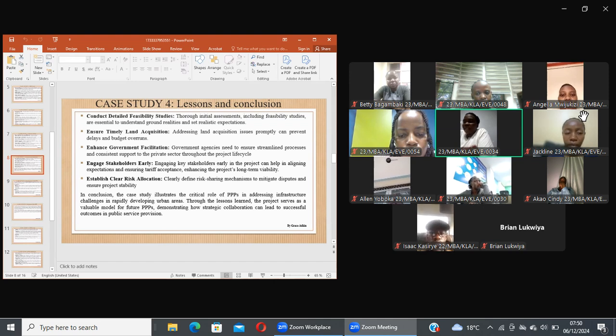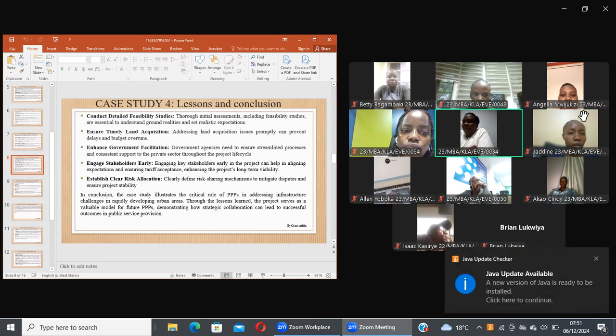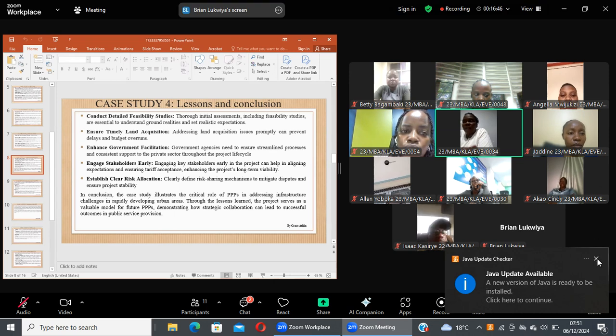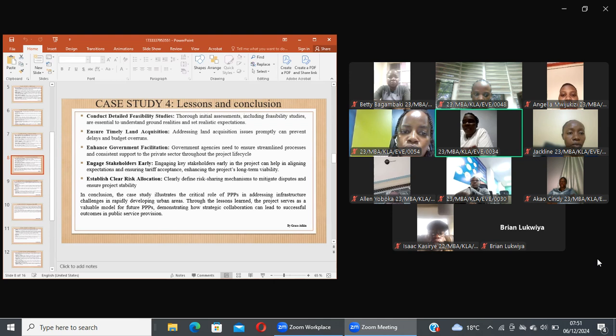Then we have enhanced government facilitation. Government agencies need to ensure streamlined processes and consistent support to the private sector throughout the project life cycle. And another one: engage stakeholders early. Engaging key stakeholders early in the project can help in aligning expectations and ensuring acceptance, hence the project's long-term viability. Then the last one: establish clear risk allocation. Clearly defined risk-sharing mechanisms mitigate and distribute risk, and ensure project stability.